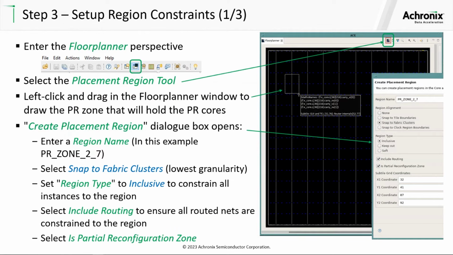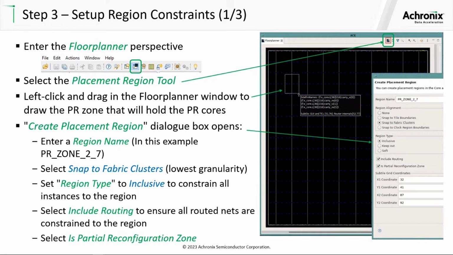Next, we're going to set up the region constraints. So we have to create a partial reconfiguration region to put those cores in. From within the ACE software, we can go up here to the menu and select this little icon here. That's the floor planner perspective, and that will open up all the appropriate windows to floor plan the design. Within the floor planner window, you'll see this placement region tool. So we'll select that and then left click and drag and drop to the size of the partial reconfiguration zone that you're going to create.